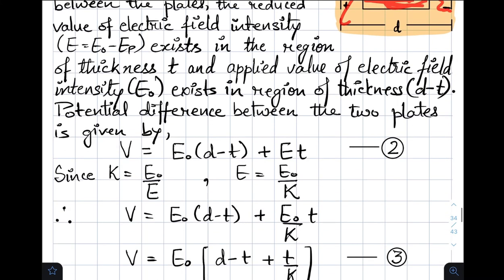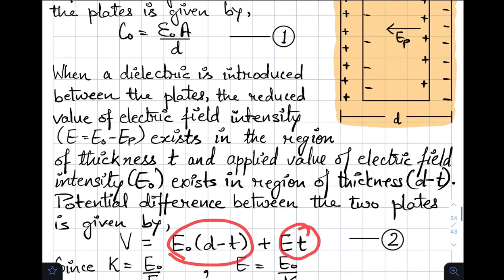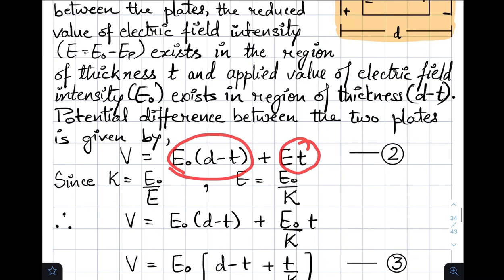So we have the potential as V equals E naught into D minus T plus E into T, where E is equal to E naught minus EP.